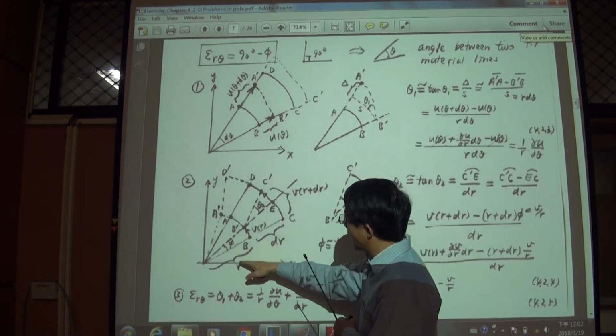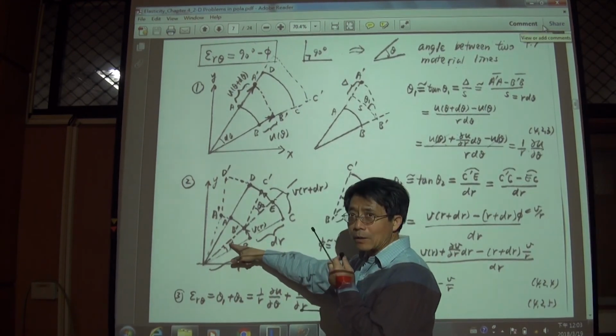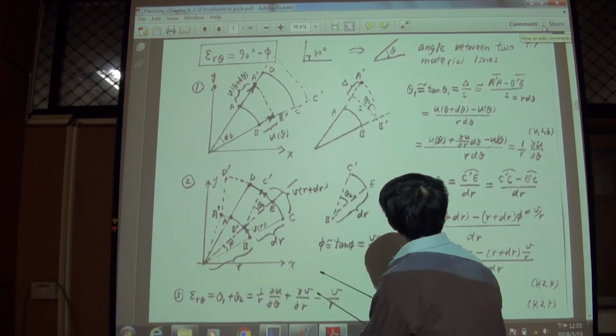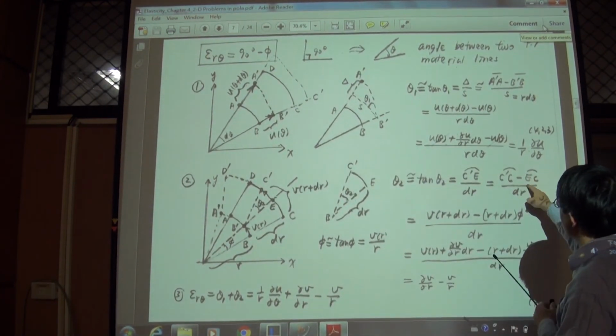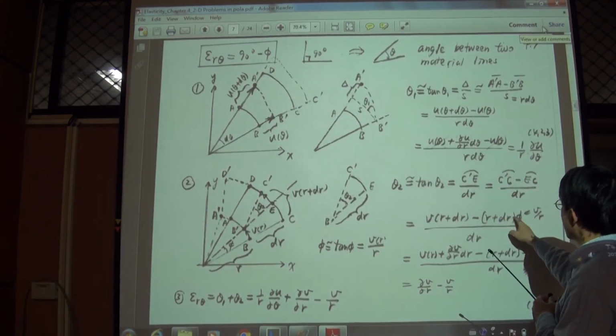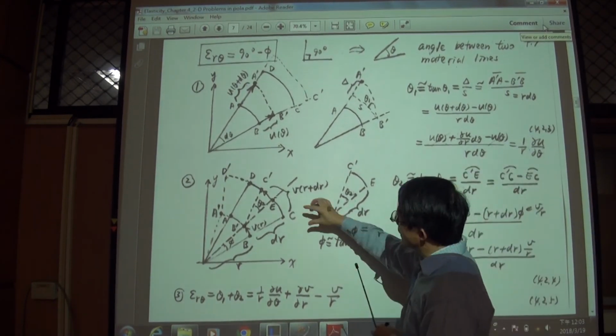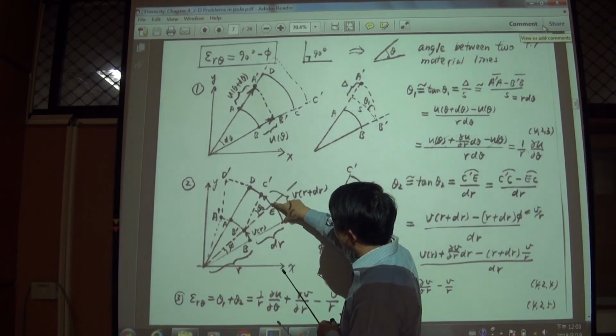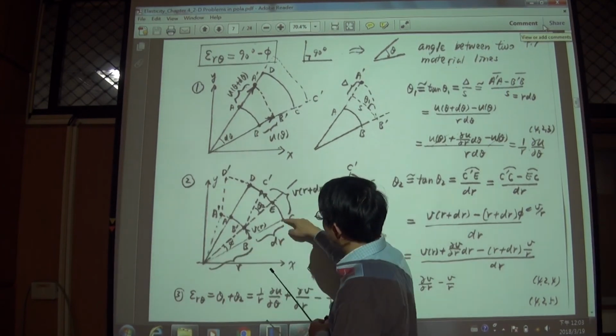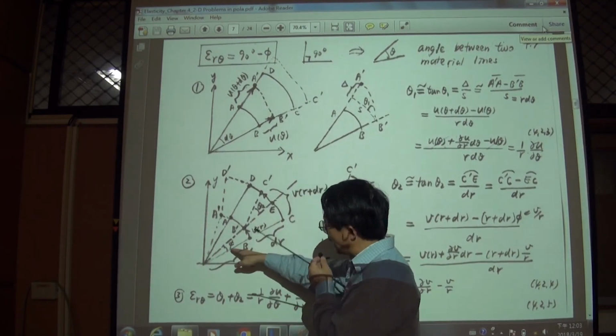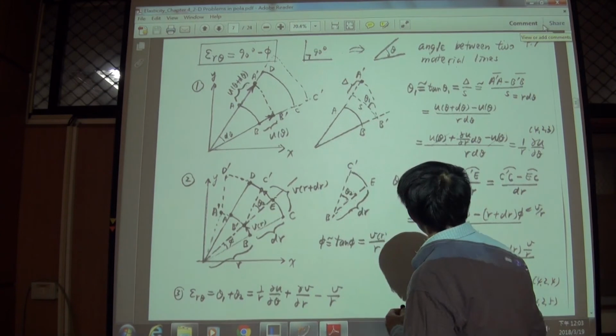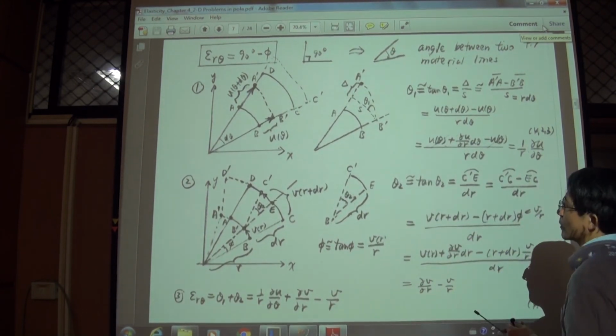EC is r plus dr times this angle, phi. So the length of this section equals this big radius r plus dr times this angle. This gives us this formula.